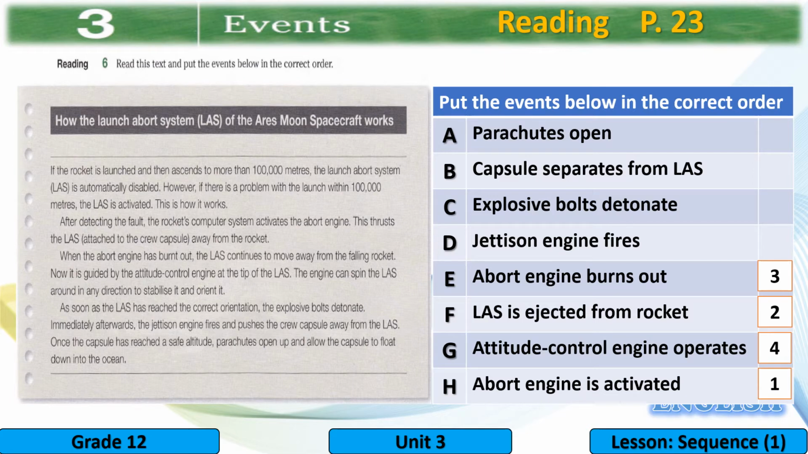Number 5, the explosive bolts detonate. Number 6, the jettison engine fires. Number 7, capsule separates from LAS, and when it is separated, the parachutes open. Excellent, thank you so much.